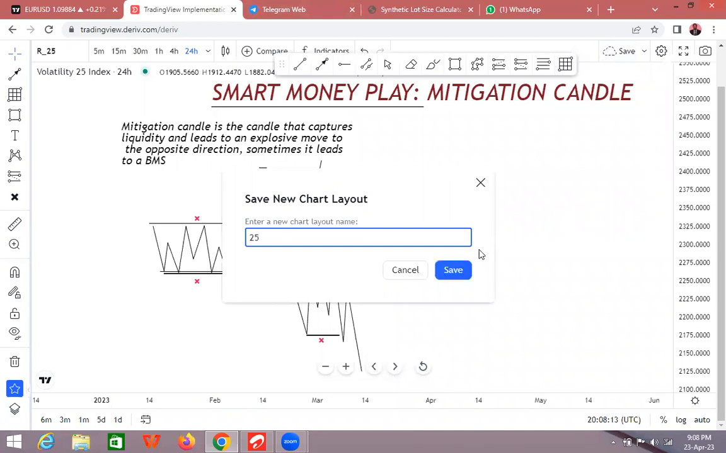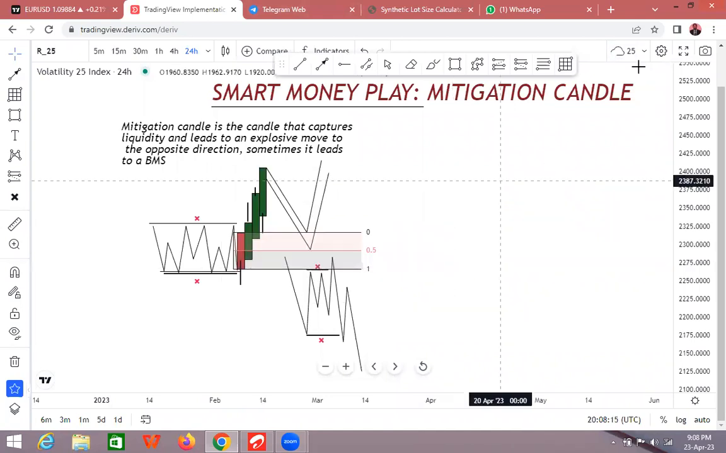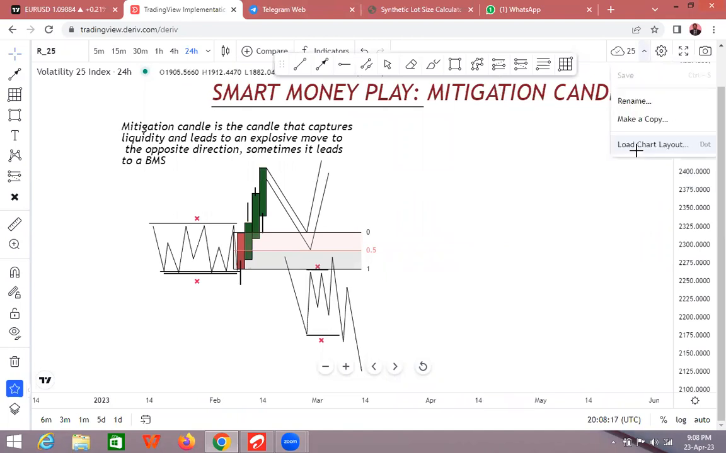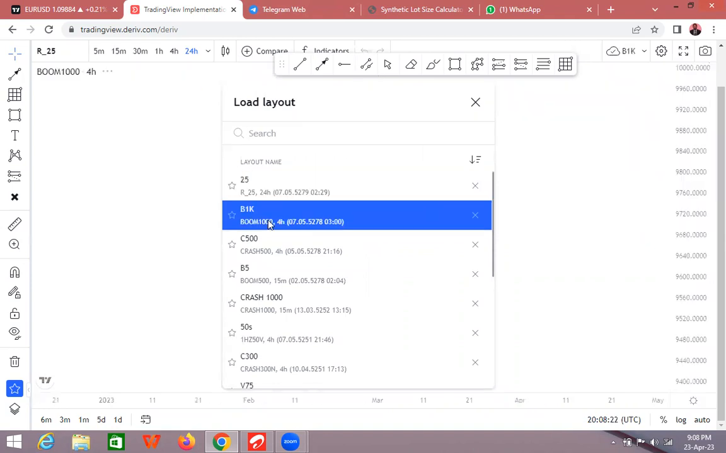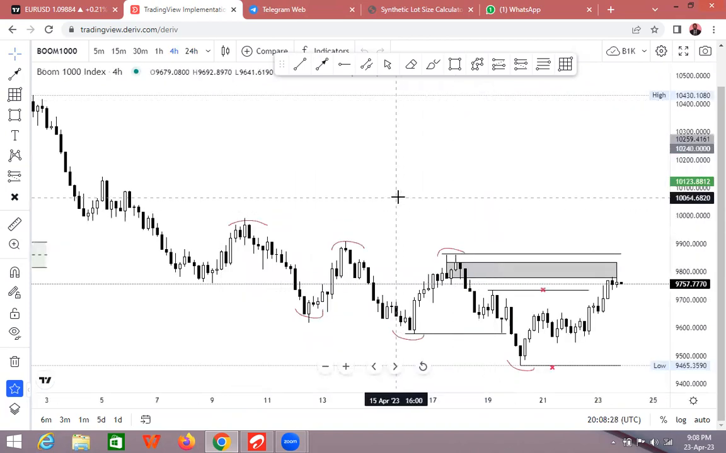Let's set this as 25 so that it can remain there. All right, let me load. All right, let's say Boom 1000, any asset. Let's just check. Please drop your questions. Let me attend to them before we say good night to the call.